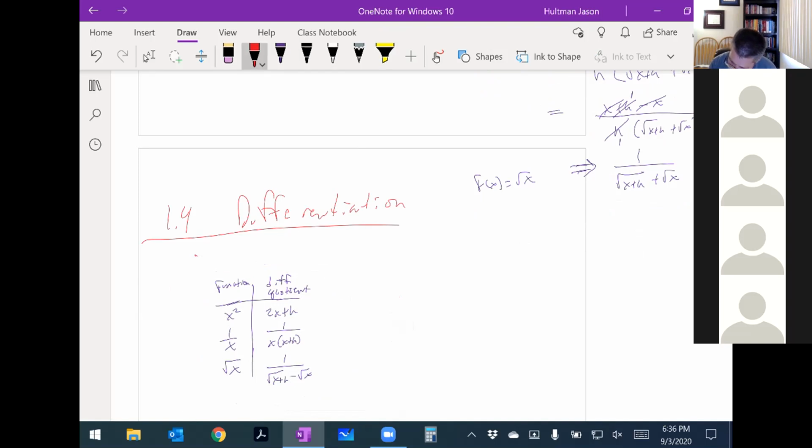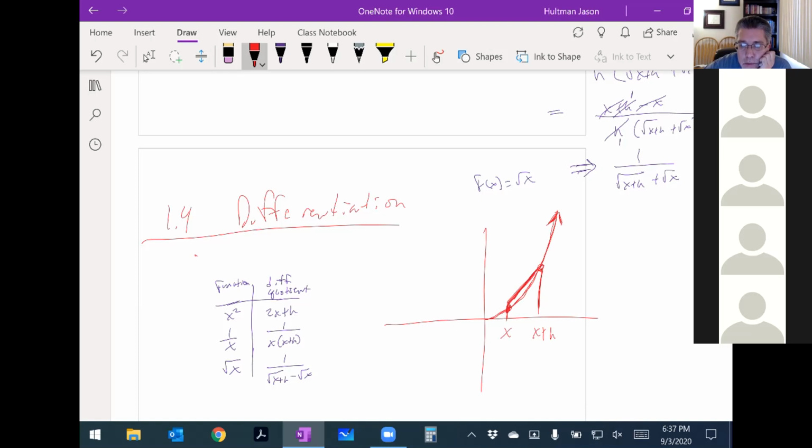Okay, so let's look at our curve again, right? Let's look at our x squared curve. I'm just going to look at the curve in the first quadrant, the positive curve. So I'm going to call this x. I'm going to call this x plus h, and I'm going to call this the secant line. Okay, you good with that?